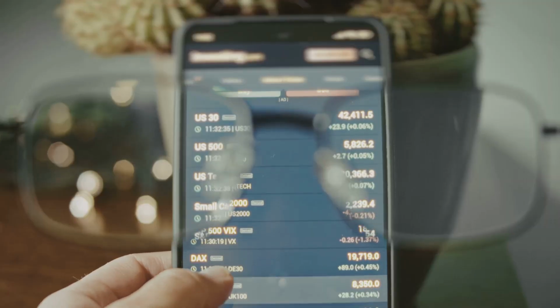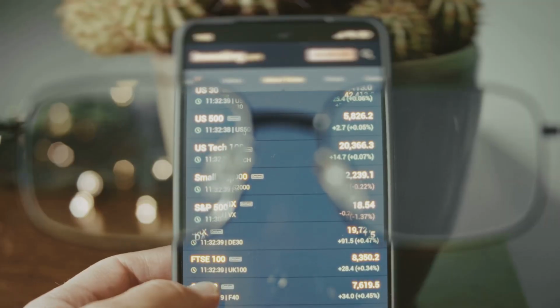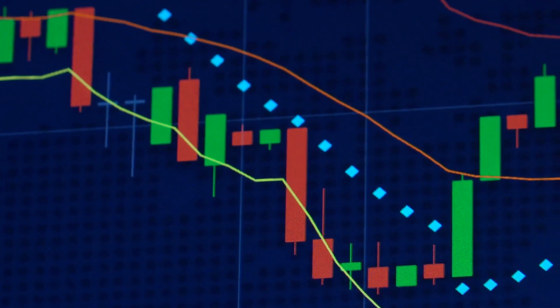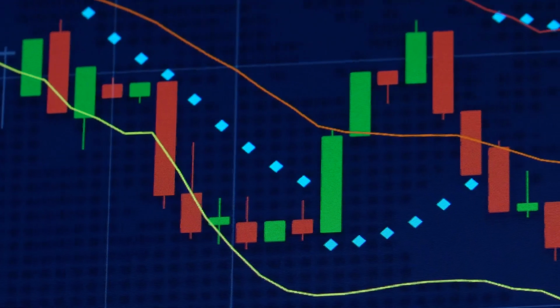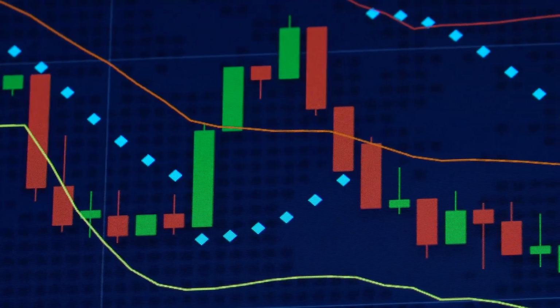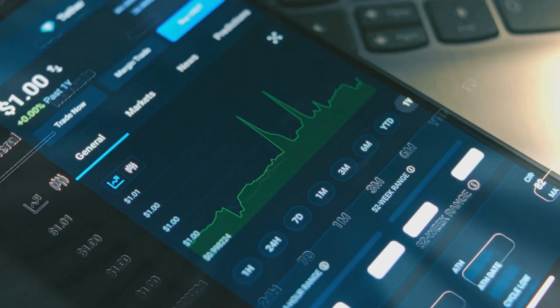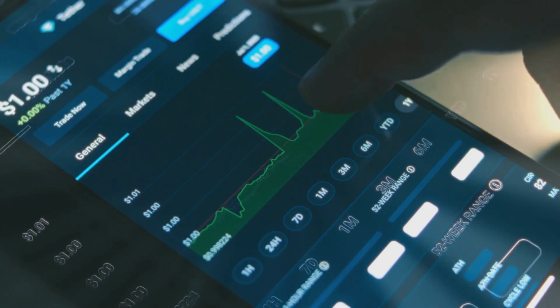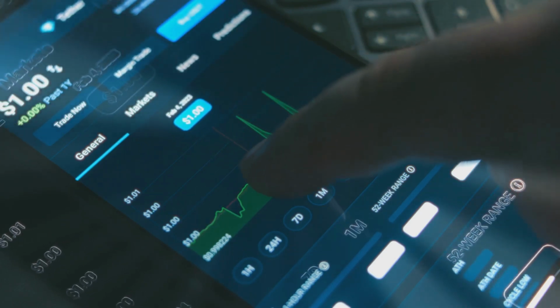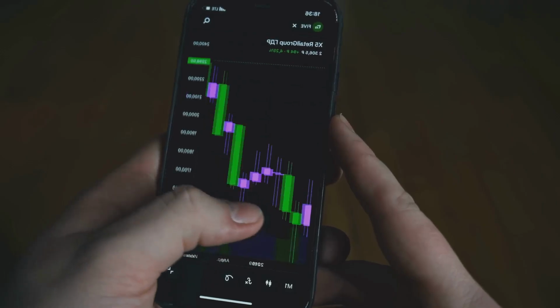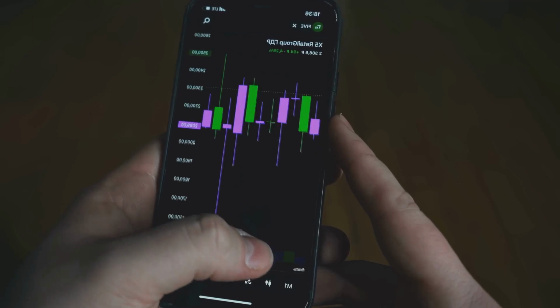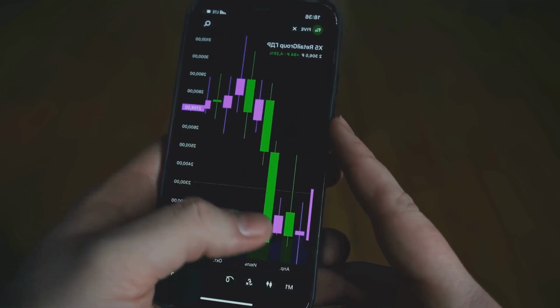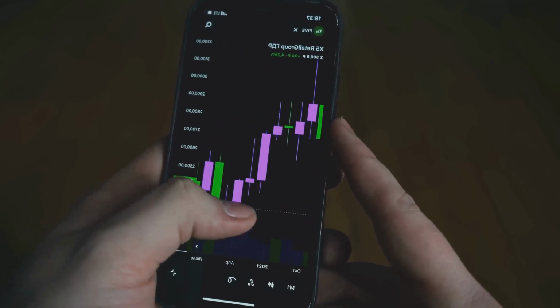A candlestick consists of two main parts, the body and the wicks. The body represents the difference between the opening and closing prices. A green or white candlestick indicates that the closing price was higher than the opening price, suggesting buying pressure. Conversely, a red or black candlestick signifies that the closing price was lower than the opening price, indicating selling pressure.